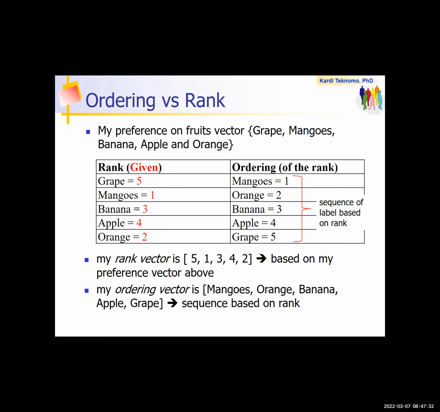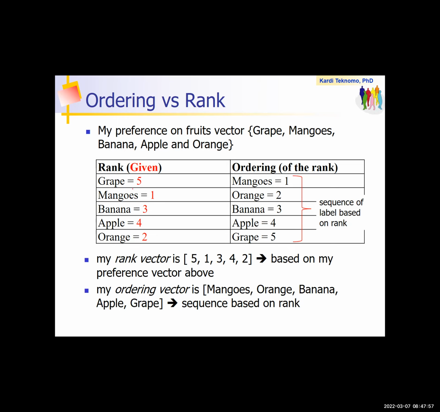rank and ordering. Say, for example, I have a fruit. Say, these are the fruit that I like, 5, for example. Grape, mangoes, banana, apple, and orange. So then I need to put the rank. So I give the rank. For example, grape is 5, mangoes is 1, banana is 3, apple 4, and orange 2. Okay, so the one in red here is given.